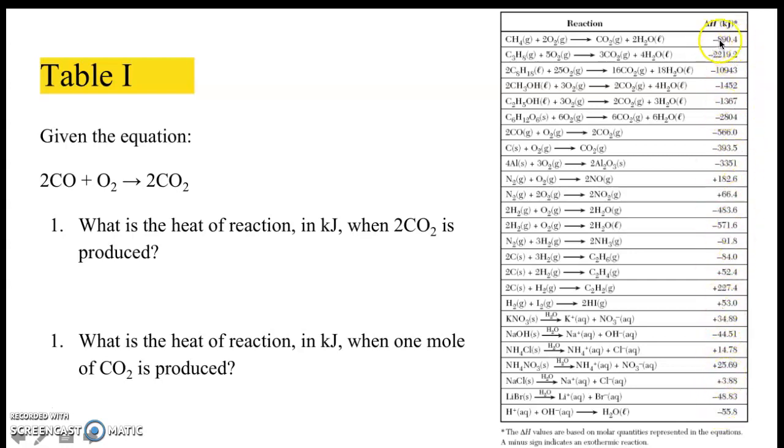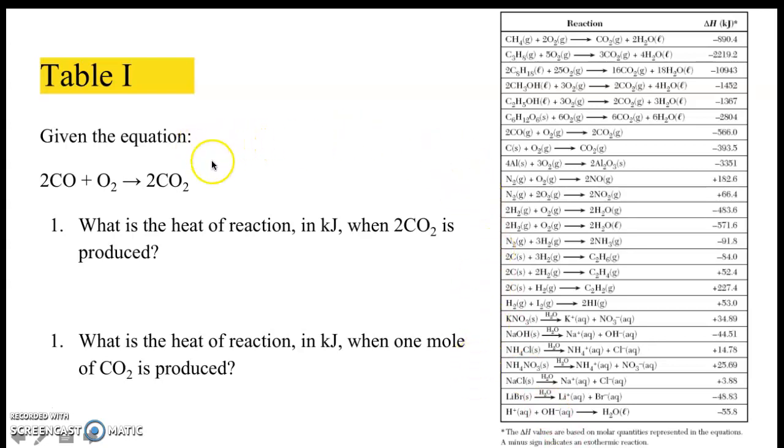So again, negative delta H's, these are all exothermic reactions. A positive delta H indicates an endothermic reaction. And there's even a little reminder here down at the bottom. The delta H values are based on molar quantities represented in the equations. A minus sign indicates an exothermic reaction. So it's super important to understand that the minus sign is exothermic. Heat has been released.